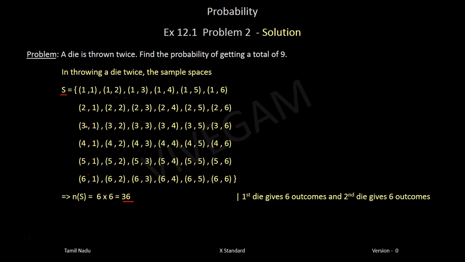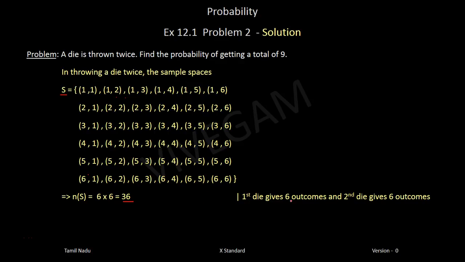If 3 happens, what are all the ways the second die can give? Right? So this is how you will be able to list out the sample space. Now we have found how many outcomes there are. 36 ways are there. There's another way of doing it.